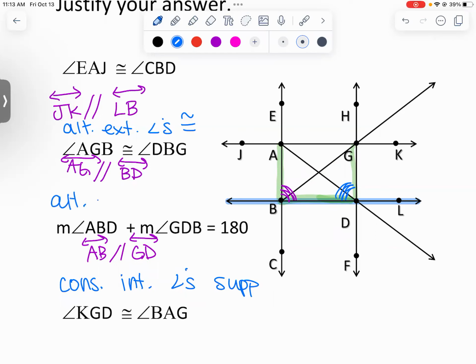When you go back, the reason is that alternate interior angles are congruent. Not okay, because we're about to write a proof.